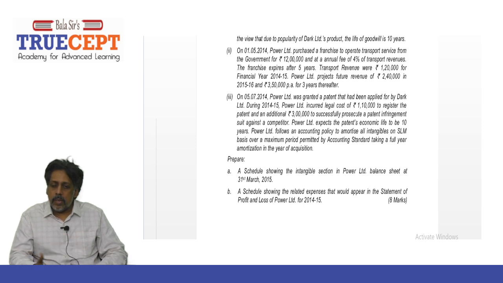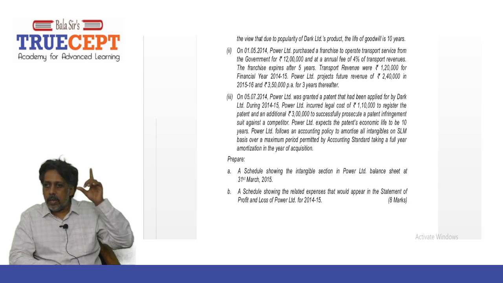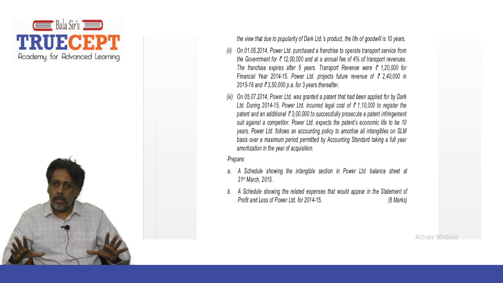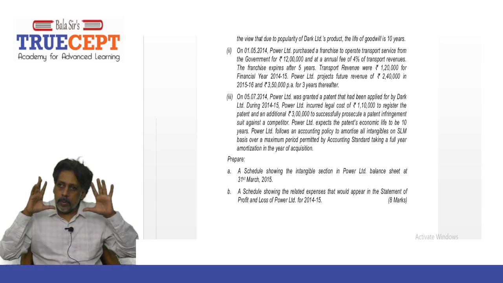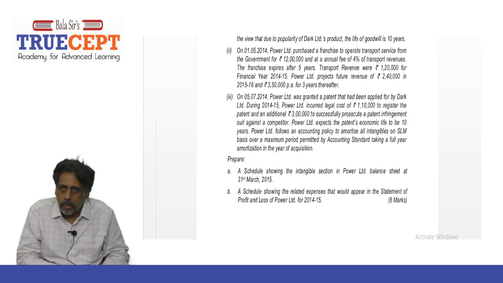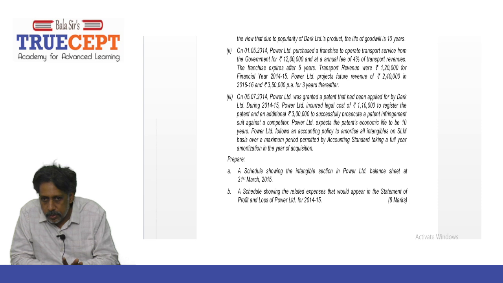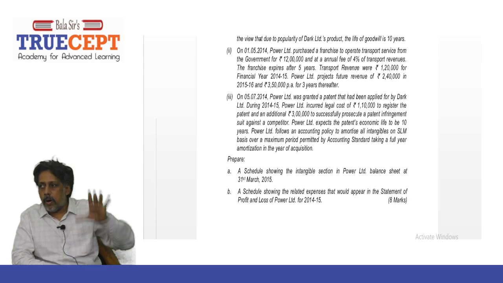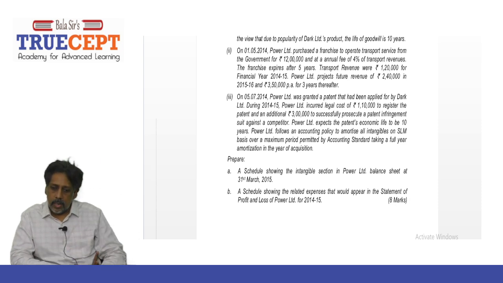That means it doesn't matter whether you bought the patent in July or May, or the franchise in the month of May. You can claim a full year's amortization, meaning depreciation, on these intangible assets in the year of acquisition. So don't bother about the time factor. Is that clear? Yes, sir.